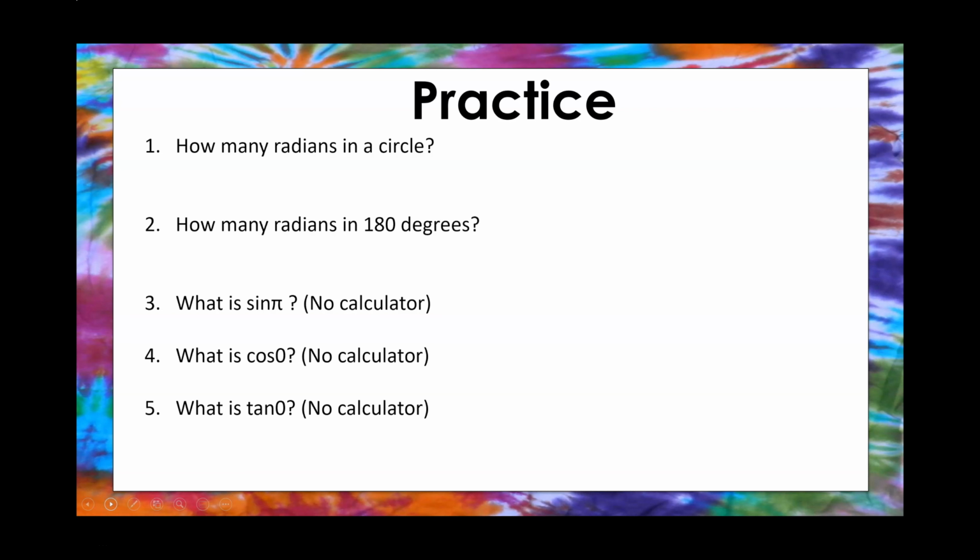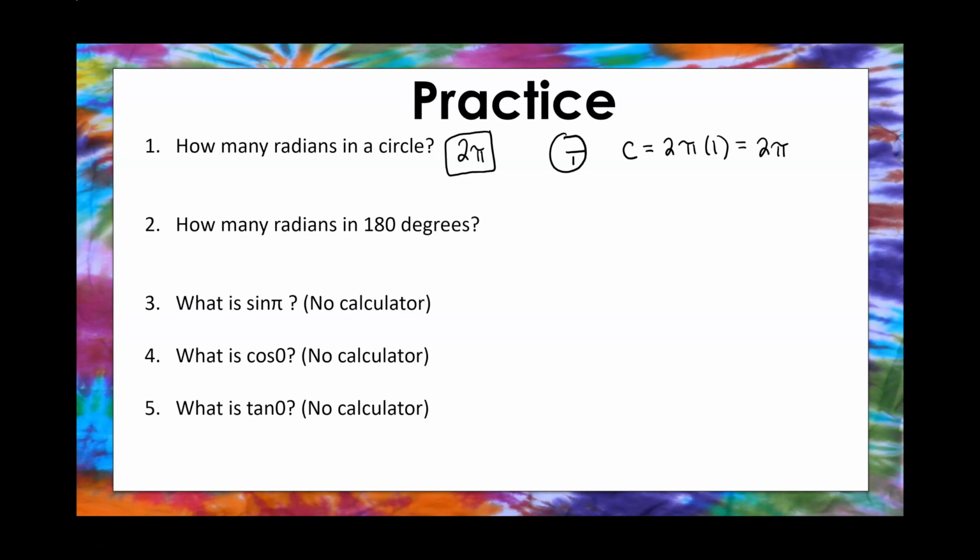Okay, question 1. How many radians are in a circle? Hopefully we know the answer to that, and the answer is 2 pi. The question is why, however? Well, a unit circle has a radius of 1. So if we take the circumference of that with the formula 2 pi r and plug in 1, we can see that we get our correct answer of 2 pi.